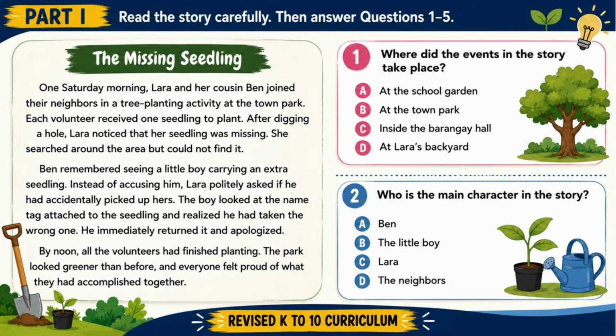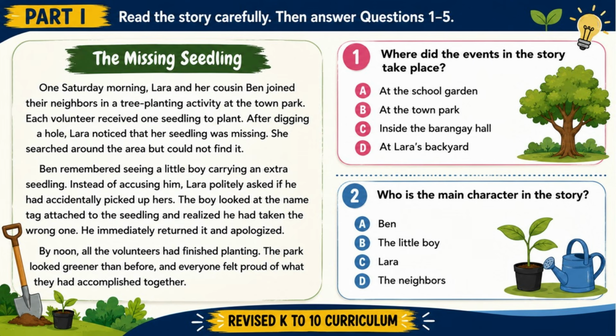Part 1. Read the story carefully, then answer questions 1 to 5. The Missing Seedling. One Saturday morning, Lara and her cousin Ben joined their neighbors in a tree planting activity at the town park. Each volunteer received one seedling to plant. After digging a hole, Lara noticed that her seedling was missing. She searched around the area but could not find it.